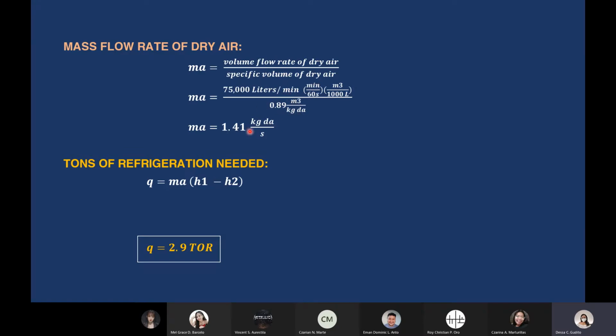So we calculate this one, and now we have the mass of dry air, which is 1.41 kilogram dry air per second. And then we use the formula. Since m_a is the mass of dry air, we also have the values of H1 and H2 based on the psychrometric chart, and then we just substitute the values, and we get 2.9 tons of refrigeration. So convert also from kilowatt to TOR, tons of refrigeration. So 1 TOR is equal to 3.516 kilowatt. So that's how it is for sensible heating.